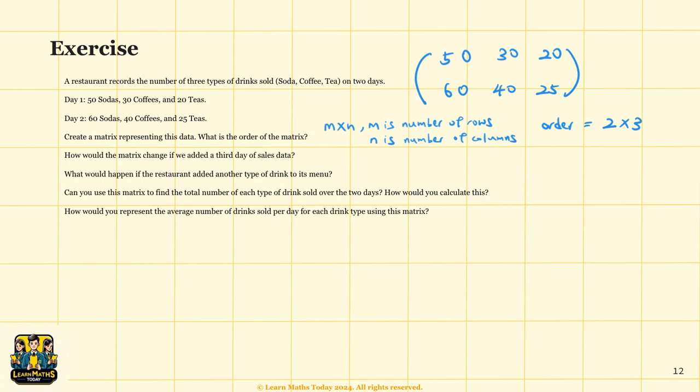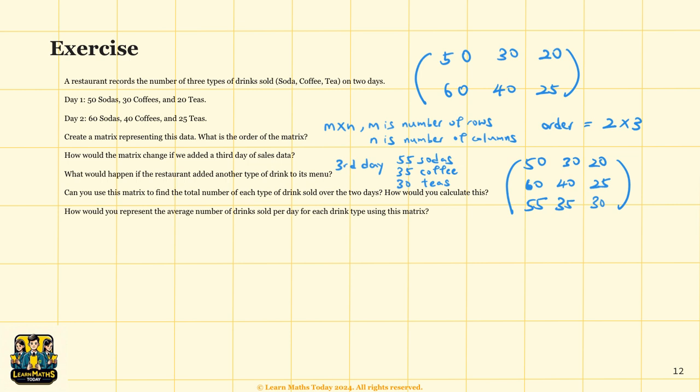How would the matrix change if you add a third day of sales data? If a third day of sales data is added, you will simply add another row to the matrix. For example, assuming the sales of day 3 are 51 soda, 35 coffees, and 30 teas, you add in one new row that has 55 in the first column, 35 in the second column, and 30 in the third column.